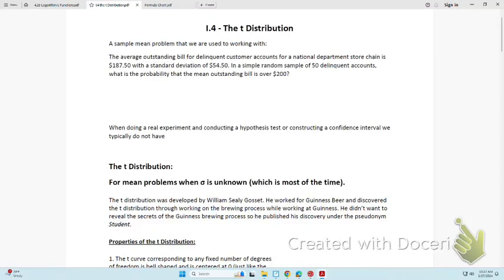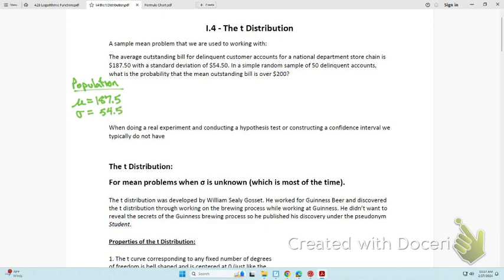In stats, we introduced the t-distribution on Tuesday. Before we do that, let's look at a typical problem that we've worked in the past. It's at the very top of the screen, and a sample mean problem is given to us where we have some population stats. We have an average bill of 187.50 and a standard deviation of 54.50.